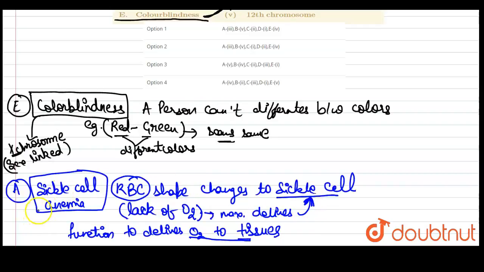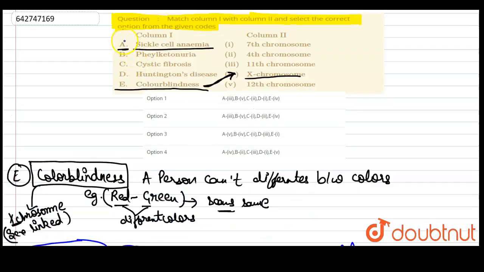So sickle cell anemia is an autosomal linked disease, which means it is linked with the autosomal chromosome. So the A option, sickle cell anemia, is autosomal and it is linked with the 11th chromosome. That is the third option.